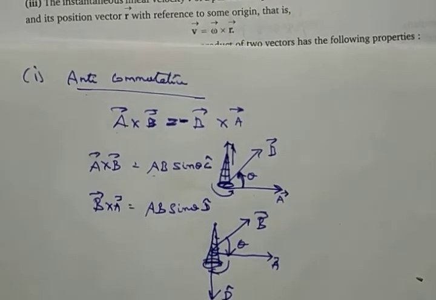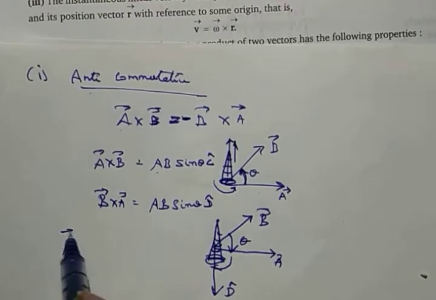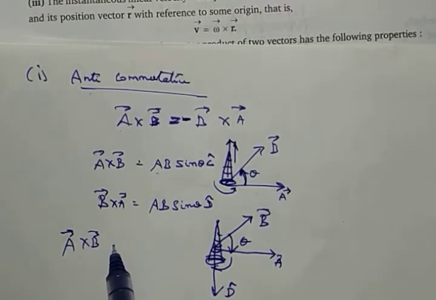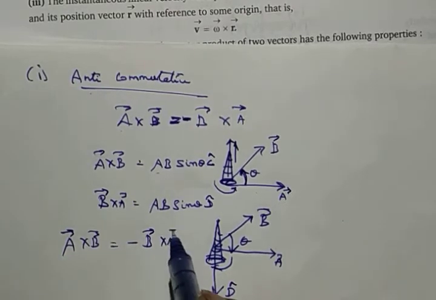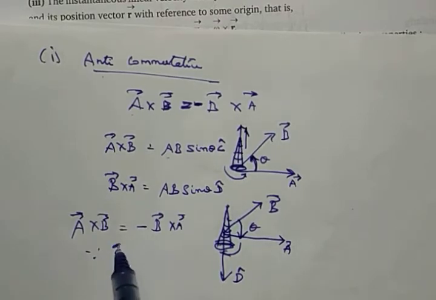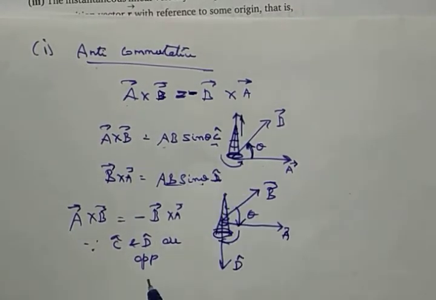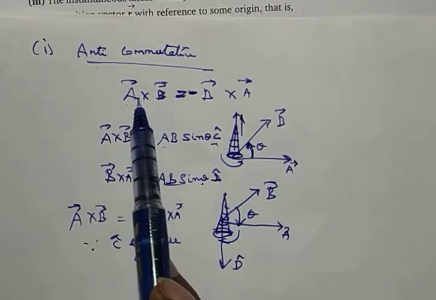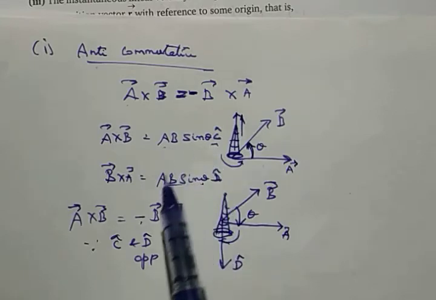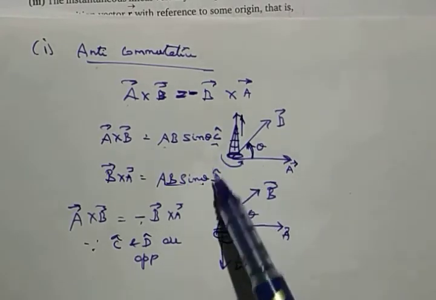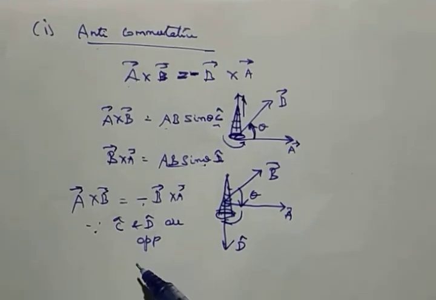So A cross B is equal to minus of B cross A, since C cap and D cap are opposite. Rest everything is the same. AB sine theta is the same. Only C cap and D cap are opposite in direction, so it has to come as negative. Because of the direction, it becomes anti-commutative. Whereas for the dot product, A dot B is equal to B dot A because it is just a magnitude, so it doesn't have any problem.